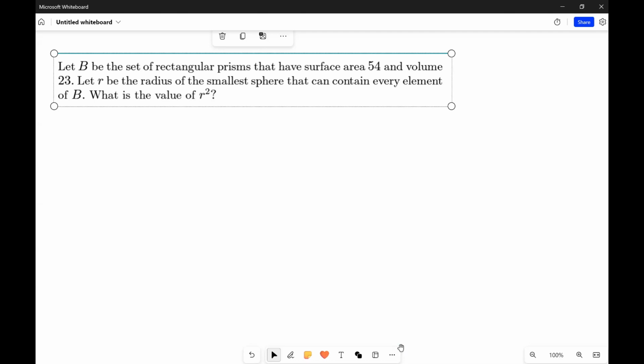Let B be the set of rectangular prisms that have surface area 54 and volume 23. Let R be the radius of the smallest sphere that can contain every element of B. What is the value of R squared?